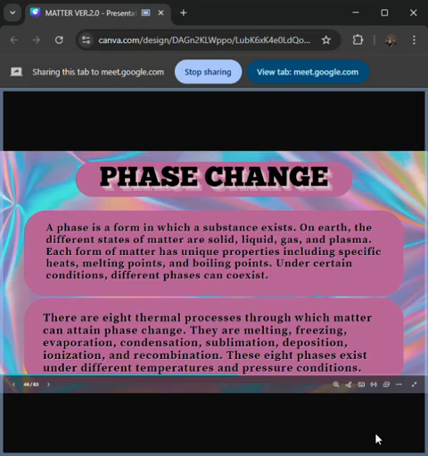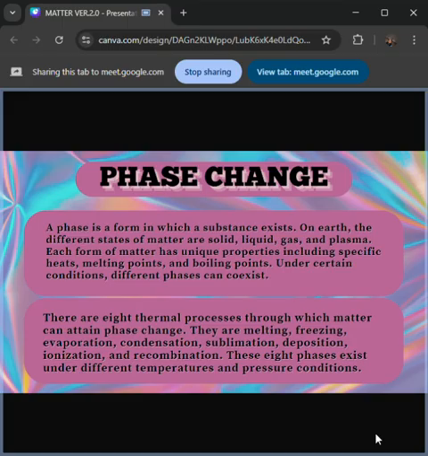Okay, so phase change. Anyone who'd like to read what's on the screen for phase change? So I'd like to ask Philip if you can read what phase change is. Okay, ma'am, so a phase change is a form in which a substance exists.